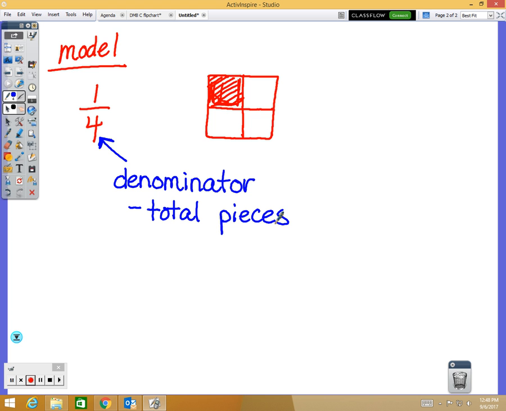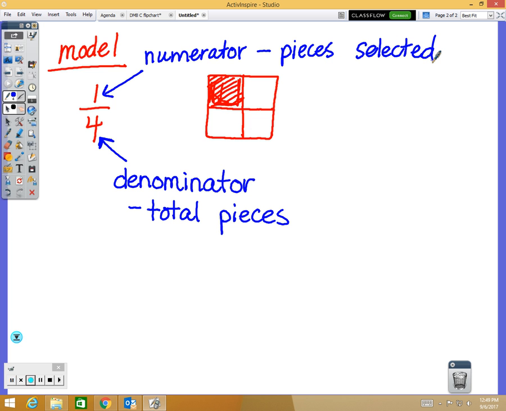Okay, so again, the bottom number, the denominator, tells you how many total pieces, whereas the top number, which is called the numerator, what does it tell you? Filled in or selected, right? Pieces selected, we'll say. Because sometimes they'll say how many are not colored in, how many are colored in. You have to read carefully sometimes.